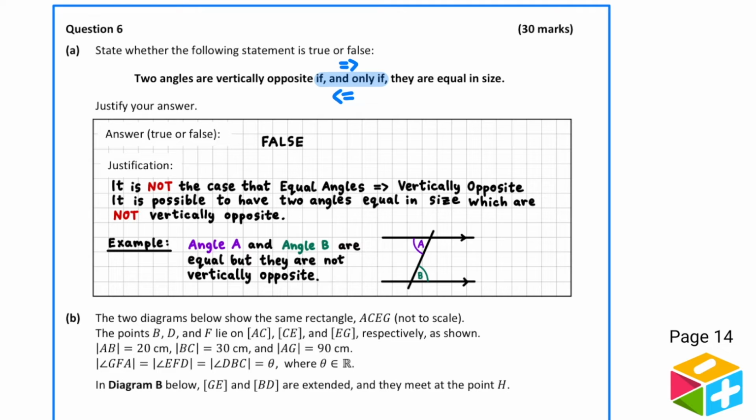If we think a bit about this second implication, we run into some issues. It is not the case that angles being equal implies that they're vertically opposite. To illustrate this, I've drawn a little diagram. The angles A and B here are alternate angles, which means they are equal. However, they are not vertically opposite. So we've shown that it's possible to have 2 angles equal in size, which are not vertically opposite. This means that the statement is false.